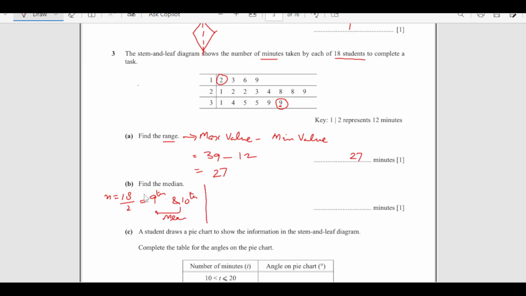The 9th value here is, we will start counting from the beginning: 1, 2, 3, 4, 5, 6, 7, 8, 9. So the 9th is this and the 10th is here. This is 24 and this is 28. So we are going to add 24 and 28 divided by 2. This is 52 over 2, that is 26. So it is 26 minutes.